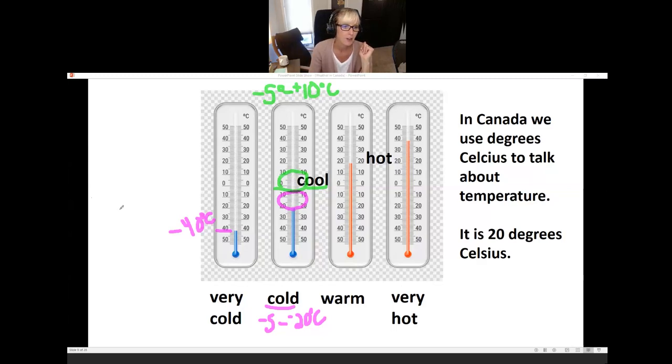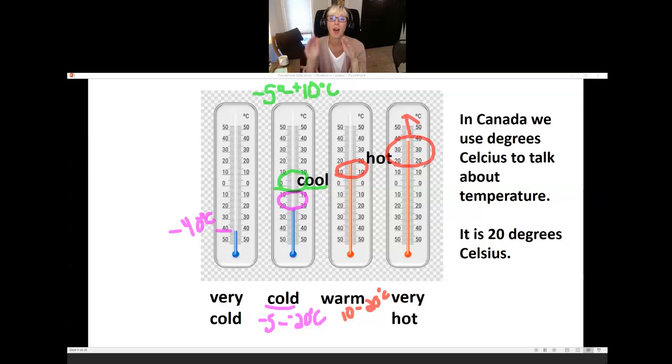And then there's warm. Warm is about 10 degrees to 20 degrees. 10 to 20 degrees Celsius is warm. And hot, anything over 20 is hot.